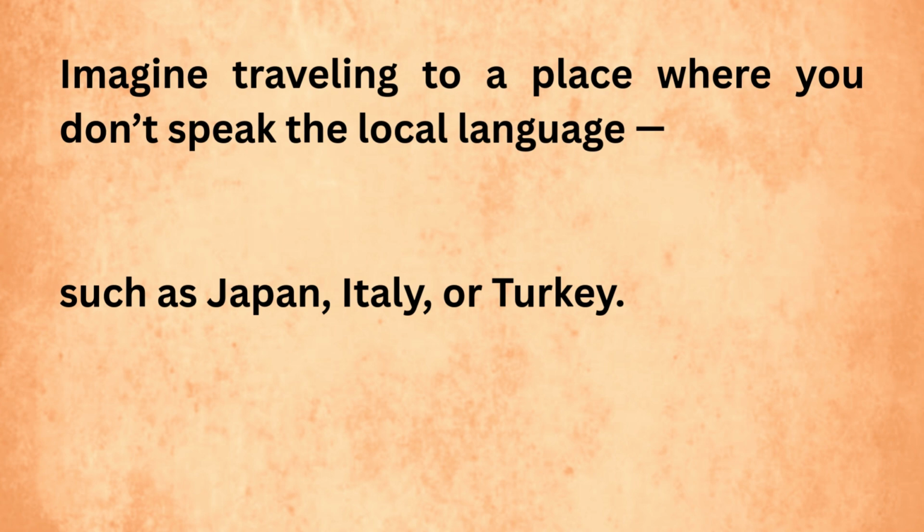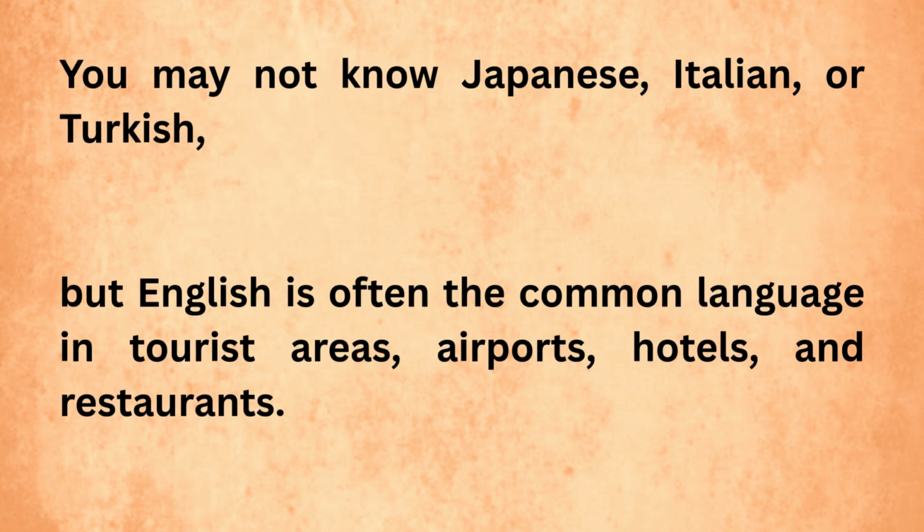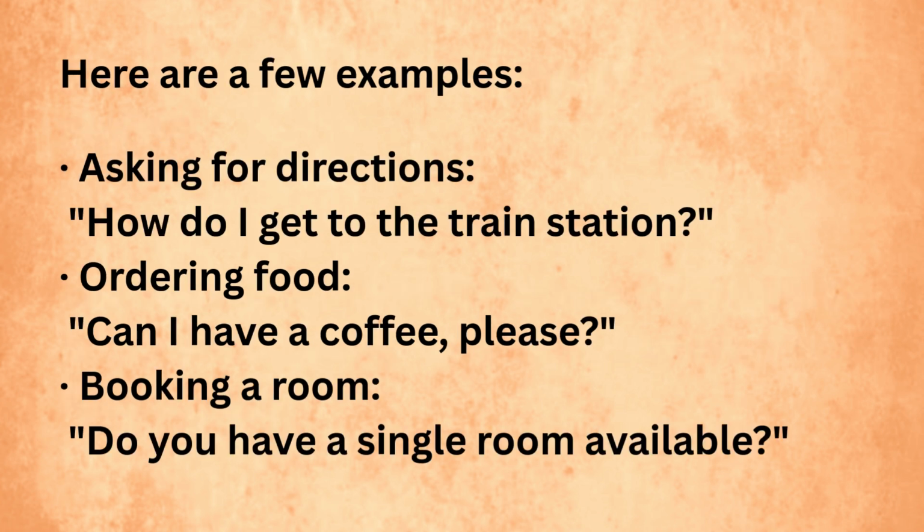Imagine traveling to a place where you don't speak the local language, such as Japan, Italy, or Turkey. You may not know Japanese, Italian, or Turkish, but English is often the common language in tourist areas, airports, hotels, and here are a few examples. Asking for directions: how do I get to the train station? Ordering food: can I have a coffee, please? Booking a room: do you have a single room available?